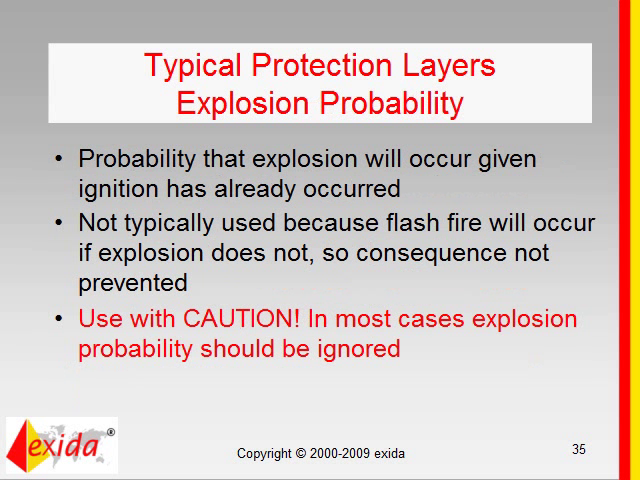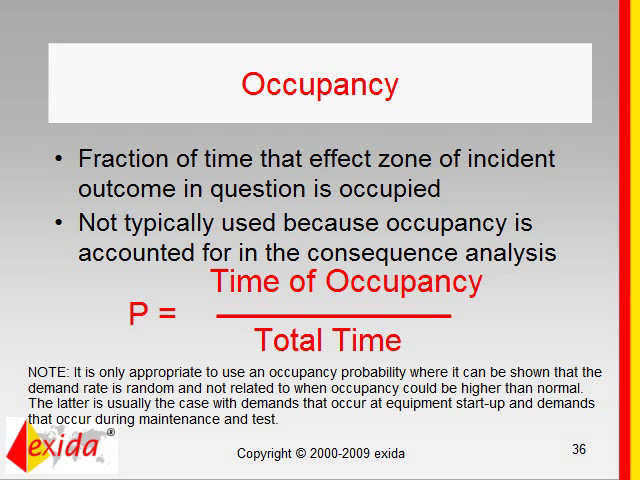Very rarely people use an explosion probability, the probability that an explosion will occur given that ignition has occurred. Typically, we assume that if there is ignition, there is an explosion. But there are maybe a handful of scenarios where you can consider it.